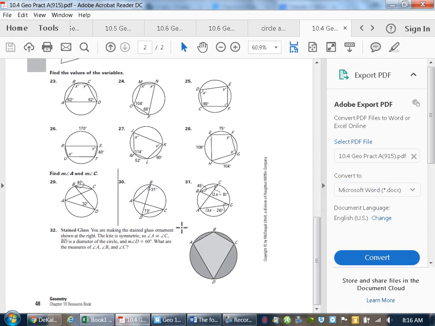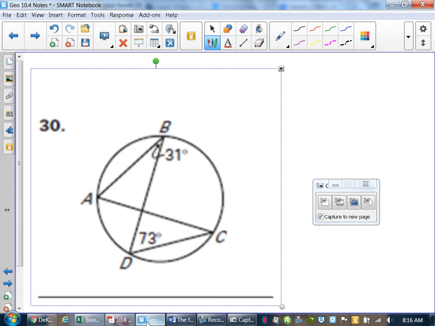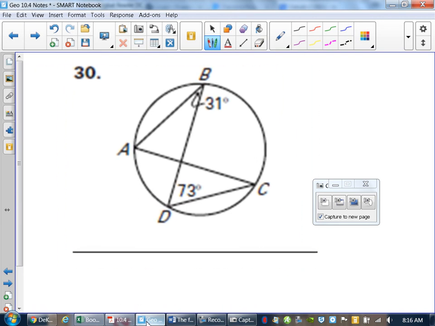Let's look at 30. I believe it says find the measure of A and C. Well, in order to figure out angles A and C, you have to start with what you know. I know that angle B is 31 degrees. If you follow angle B, what arc does it intersect?